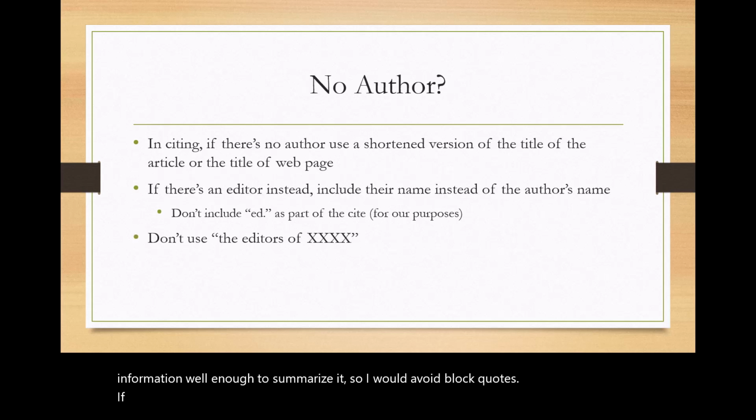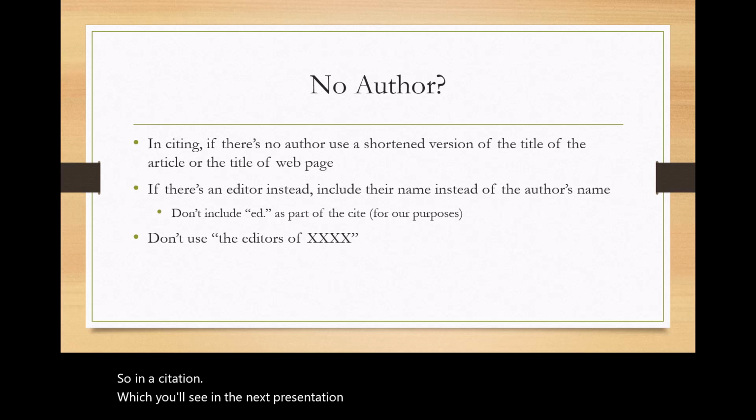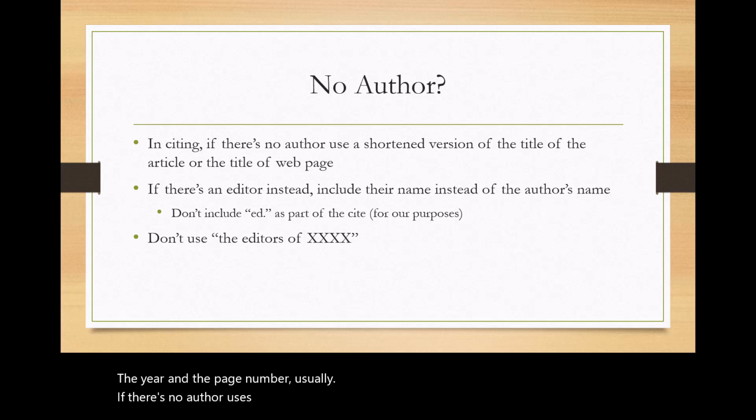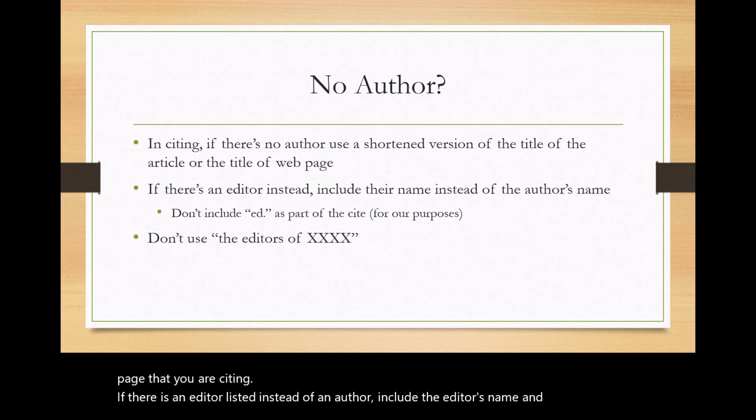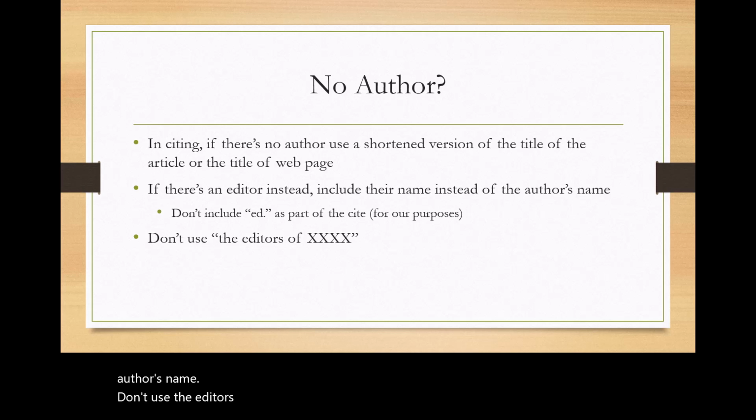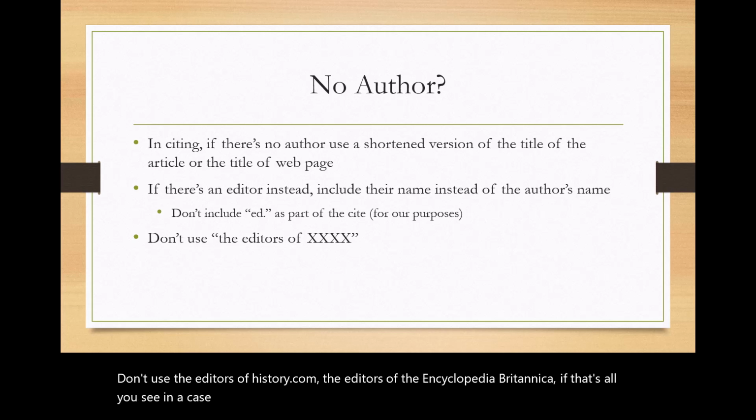In a citation, which you'll see in the next presentation, we use in parentheses the author's last name, the year, and usually the page number. If there's no author, use a shortened version of the title of the article or the title of the web page that you are citing. If there's an editor listed instead of an author, include the editor's name instead of the author's name. Don't use the editors of history.com or the editors of the Encyclopedia Britannica, if that's all you see. In a case like that, use a version of the title of the entry or the article that you are citing.